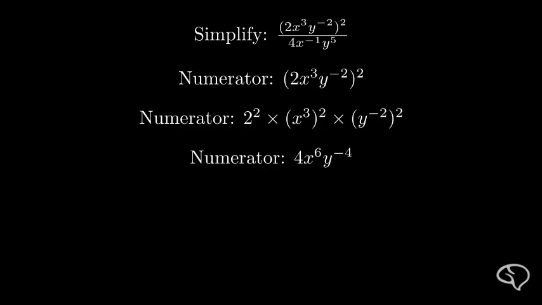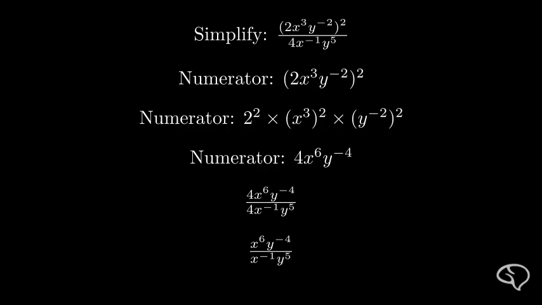Now let's rewrite the entire expression with our simplified numerator. Our expression is now 4x^6 y^(-4), all divided by 4x^(-1) y^5. Next, we can simplify the coefficients. 4 divided by 4 is 1, so they cancel out. This leaves us with x^6 y^(-4), divided by x^(-1) y^5.